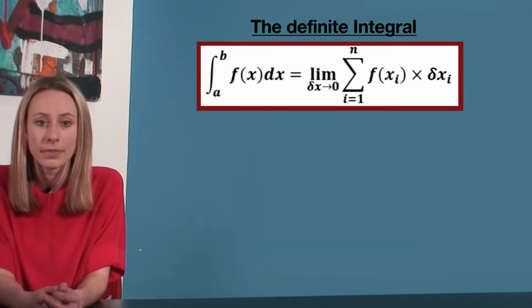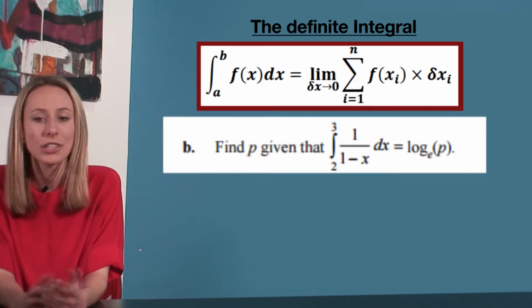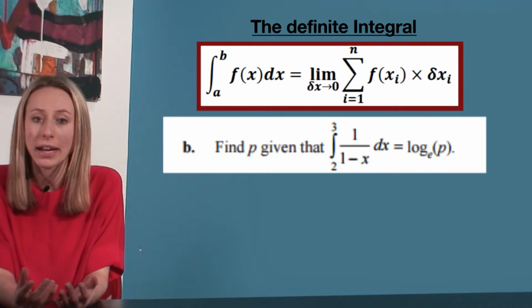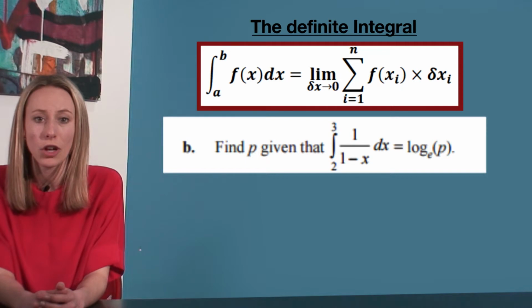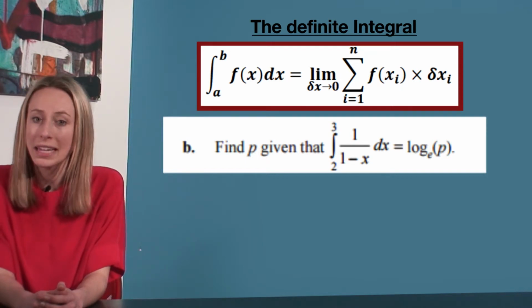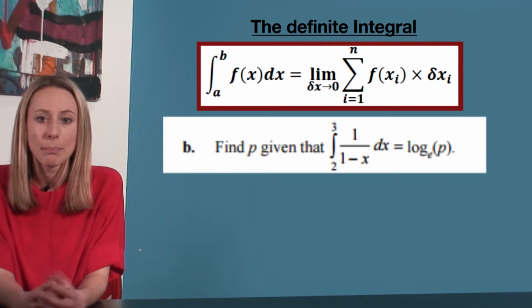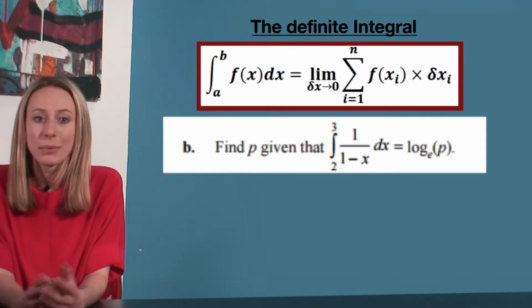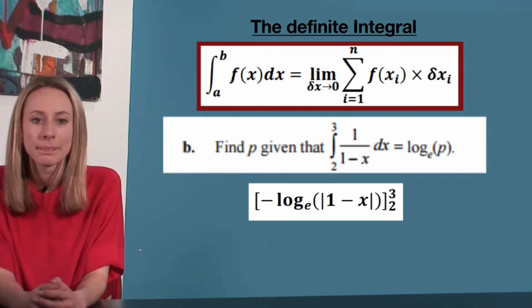Let's take a look at question 2b of the first exam in 2010, which asks us to integrate the function of 1 over 1 minus x over the range 2 to 3. It also tells us the answer will be in the format of log base e of p, with p being the unknown. First, we integrate the equation, making the denominator the same as what is in the log brackets, and divide by the derivative of the denominator, which in this case is -1. This gives us the following.